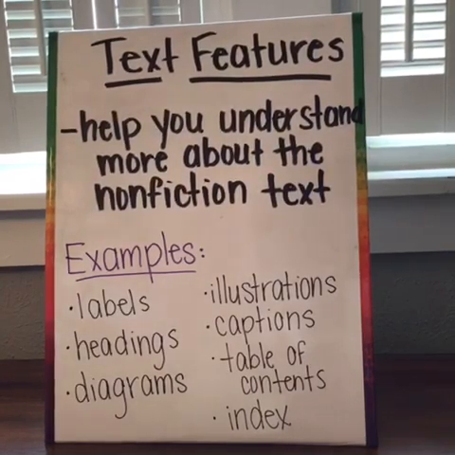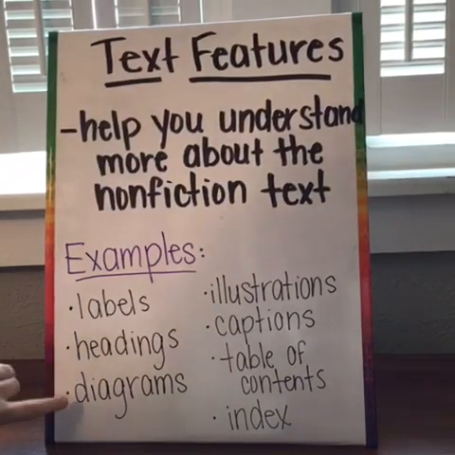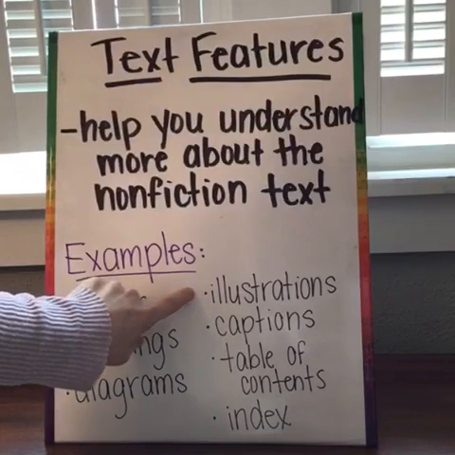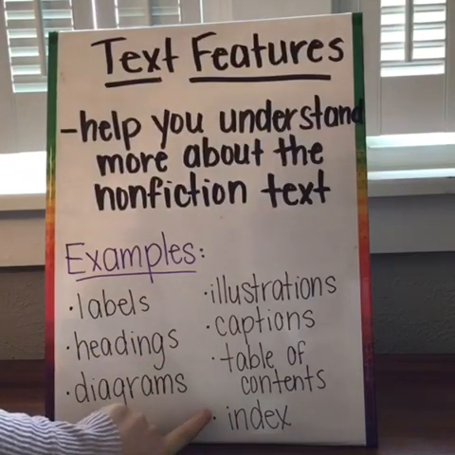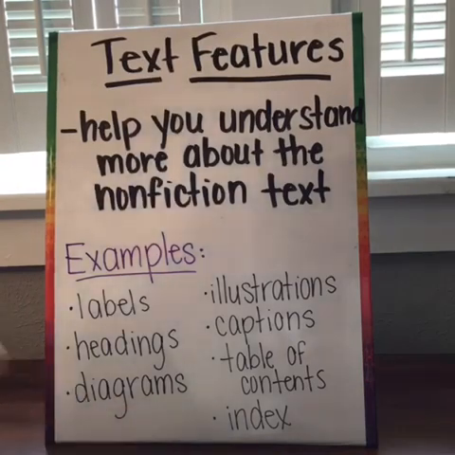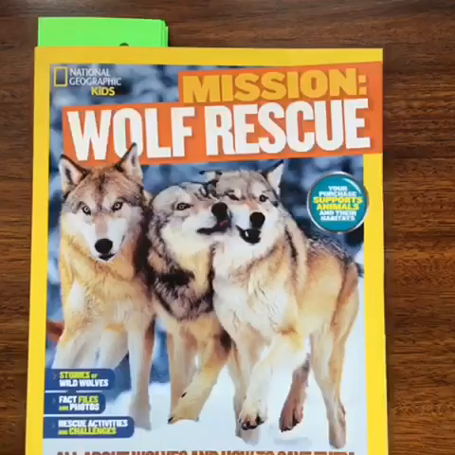better. Some examples of text features are labels, headings, diagrams, illustrations, captions, table of contents, and index. So these are just a few of the variety of text features, and we're going to go over some of them in a nonfiction text together.